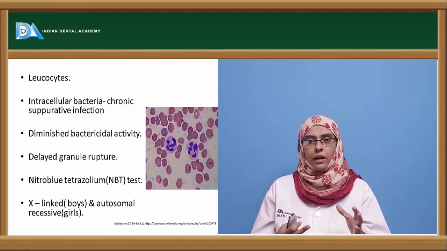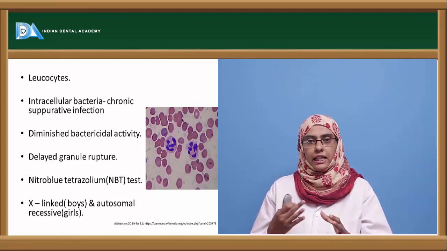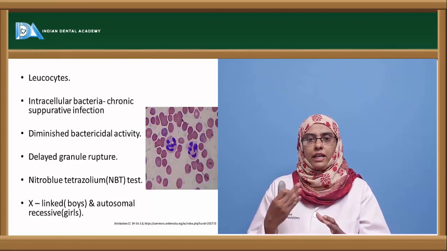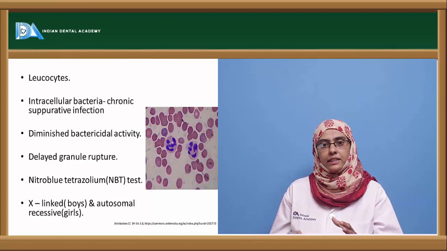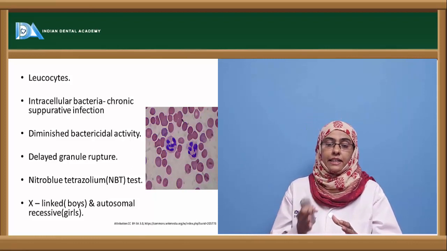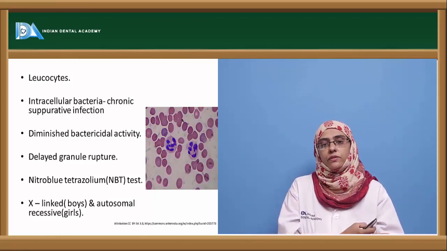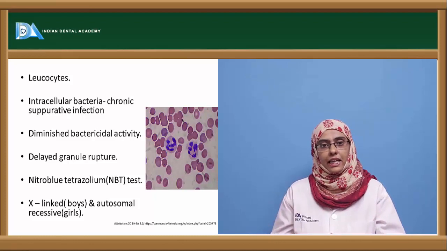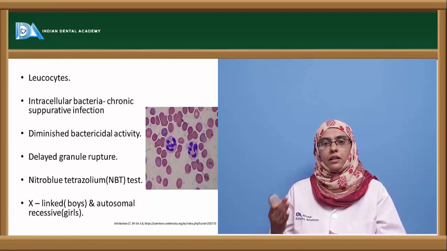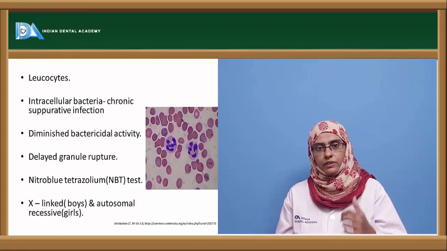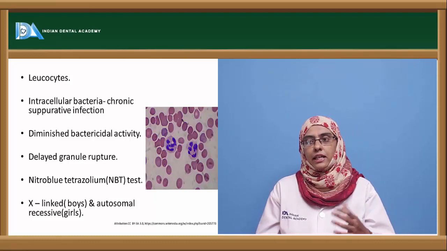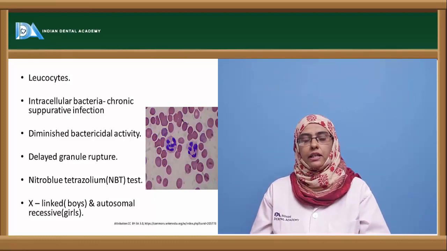Now due to this, there is a delay in the release of the granules present in the phagocytic cells. The granule contains the lytic enzymes that cause lysis of the bacteria. When there is a delay in the production of the lytic enzymes by the phagocytic cell, the organism is not killed. As a result, a granuloma is seen. So there is a delayed granule rupture, and that can be seen.